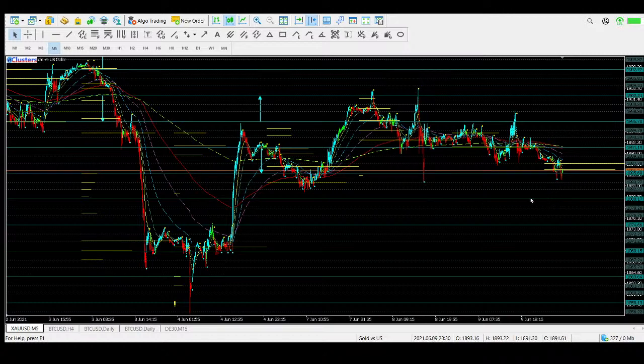This is a live chart of gold versus US dollar, 5 minutes. Holding above 1885, which is a major level. It was tested from here in the past, and it's going through another trial on this level, 1885.